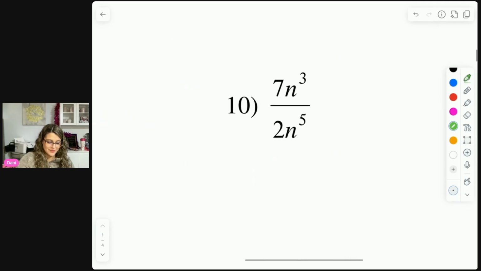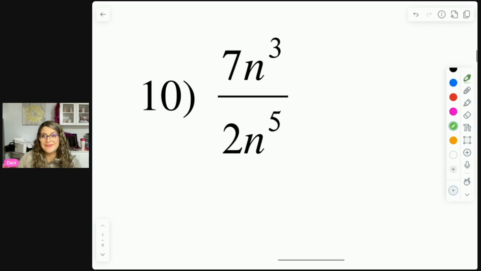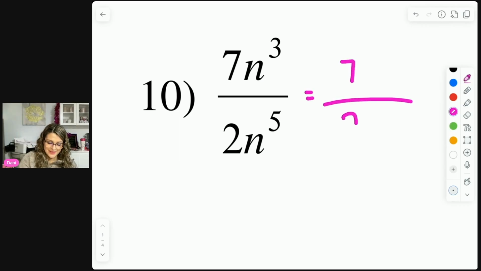All right. Number 10. Again, try it solo. See how you do. 7 and 2 do not simplify. And then we have n cubed, n to the 5th. 3 minus 5 is 2. We're going to keep it where the higher exponent is because that means there's more of them. So we're going to keep it down at the bottom. It keeps it positive. All right.